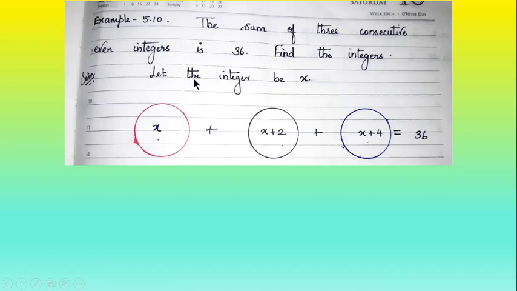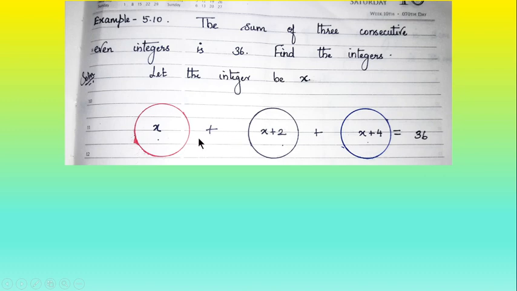So let the integers be x. And what about consecutive even integers? Consecutive means numbers following each other continuously. So for example, if I take x here, it is taken as consecutive even integers. If it is not given as even integers, it will be like x plus 1. Since it is given as even integers, x plus 2 we have taken. What about the third number? x plus 4. Since it is given as sum, we are using plus over here.